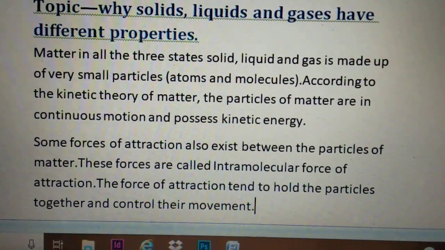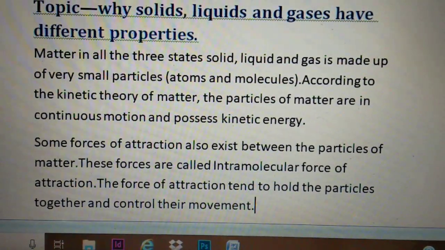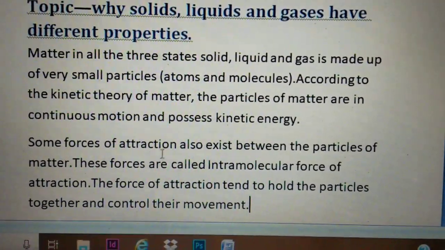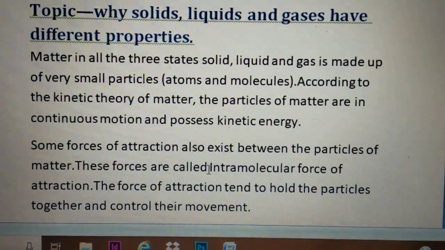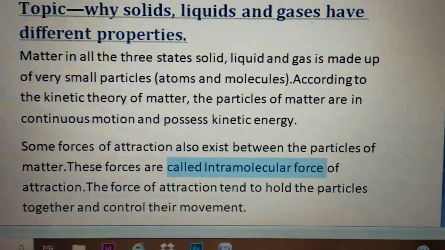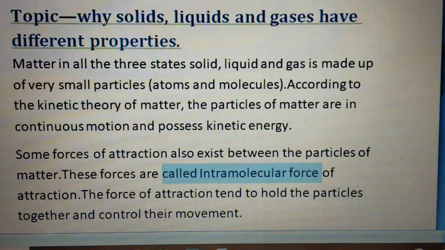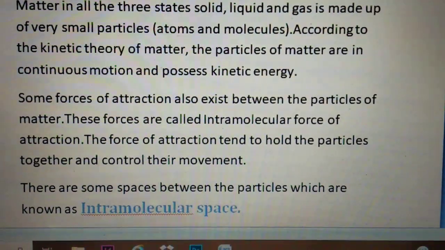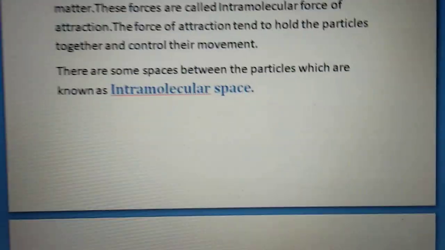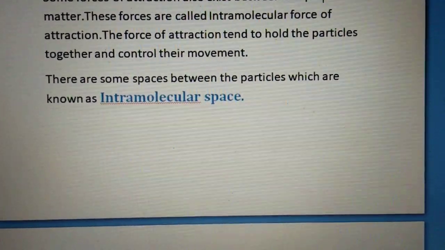Now some forces of attraction also exist between the particles of matter. These forces are known as intermolecular forces of attraction. The forces of attraction tend to hold the particles together and control the movement of the particles. Okay, this intermolecular force of attraction will be maximum in solids, minimum in liquids and very less in gases.